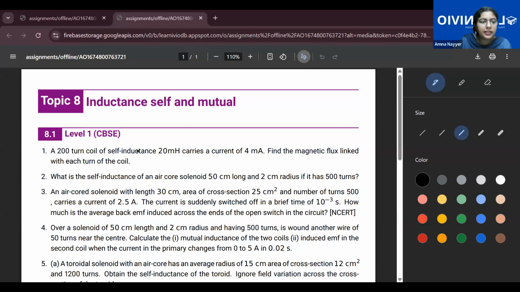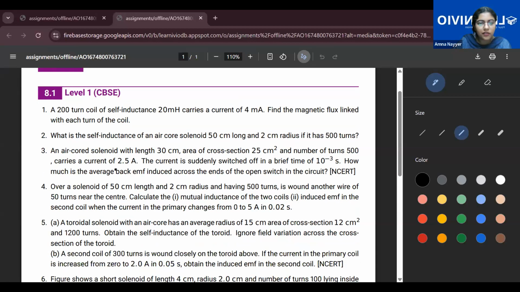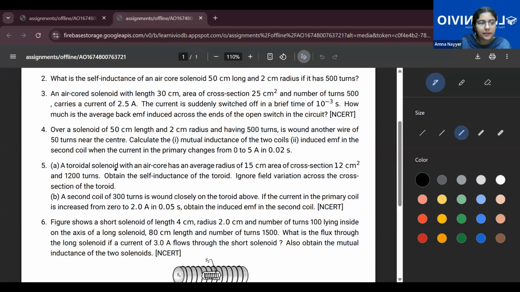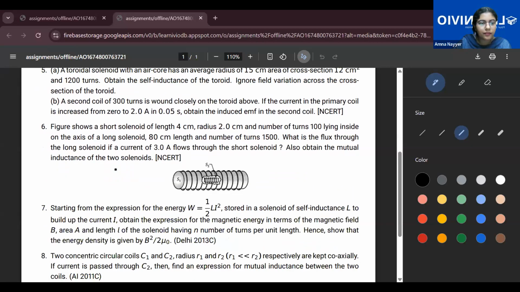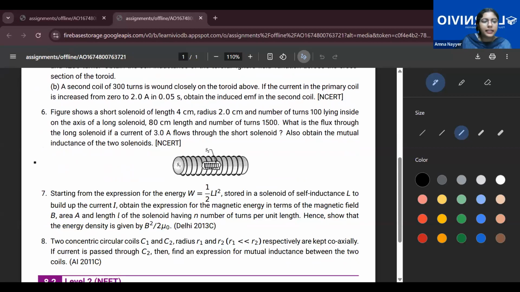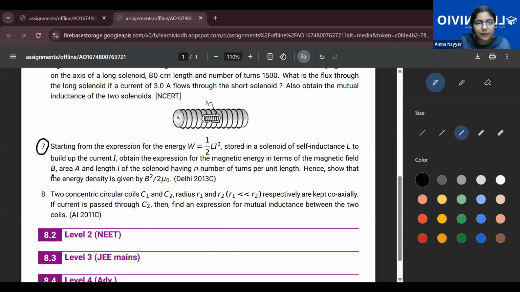Okay. See, the last assignment was based on induction, that was self or mutual. This question we have done in the class, this also. The number of turns one also we have discussed. The seventh question is completely new, which we haven't discussed. So let me discuss this.